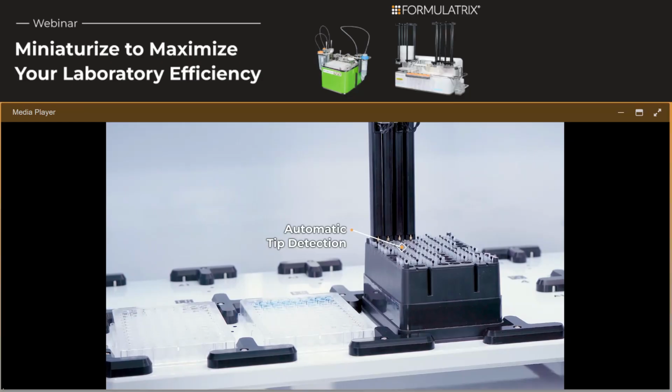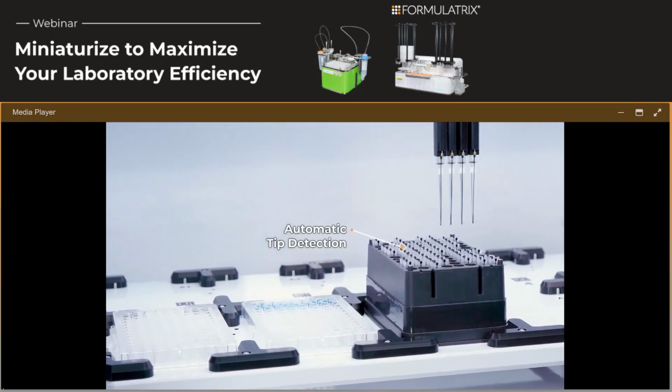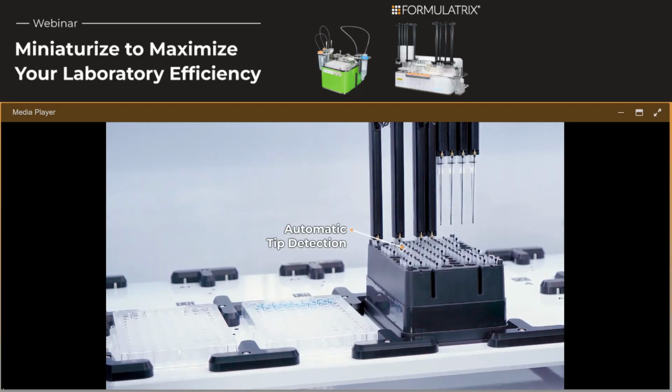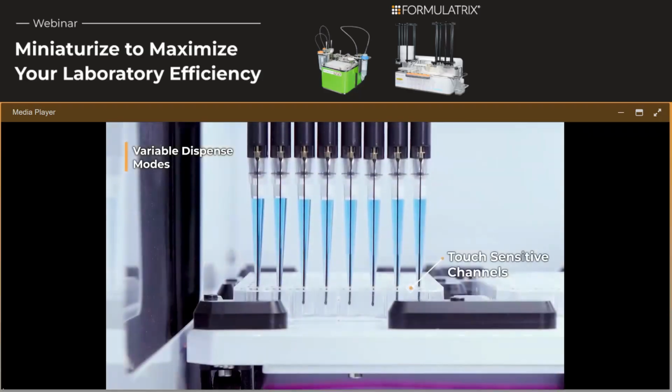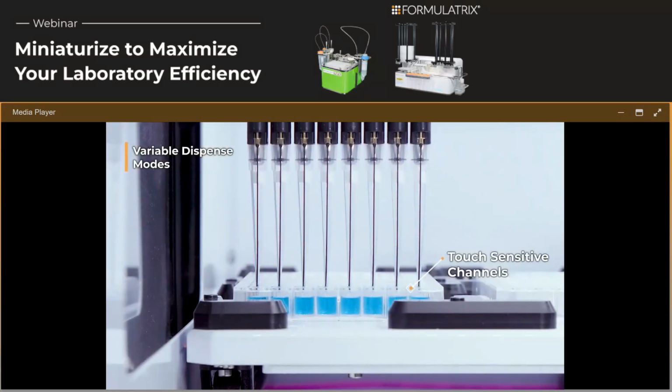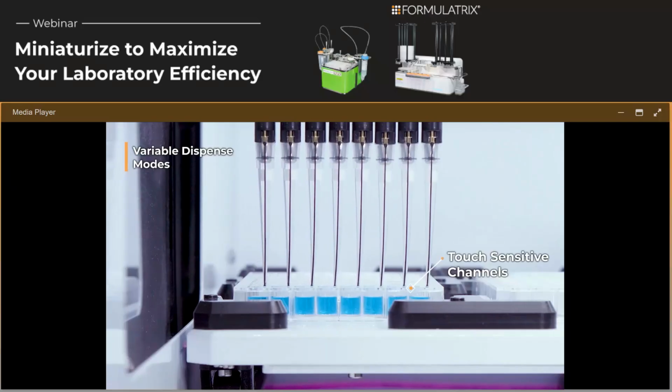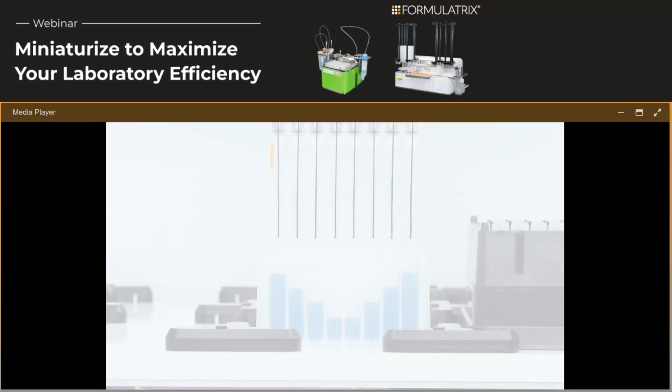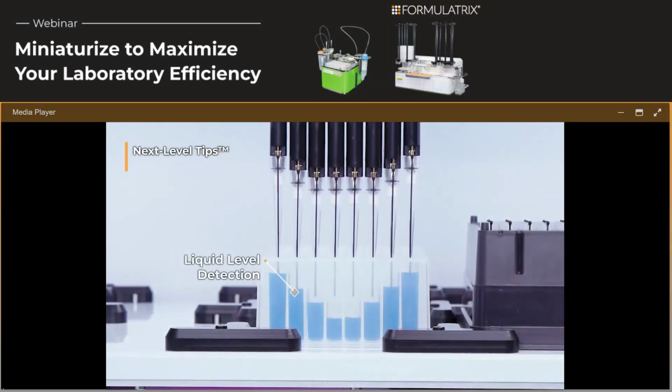It is the first of its kind that comes with the sense of touch. It senses the bottom of the well prior to dispensing a sample and then senses the side of the well for a tip touch without the prior definition of labware geometry.